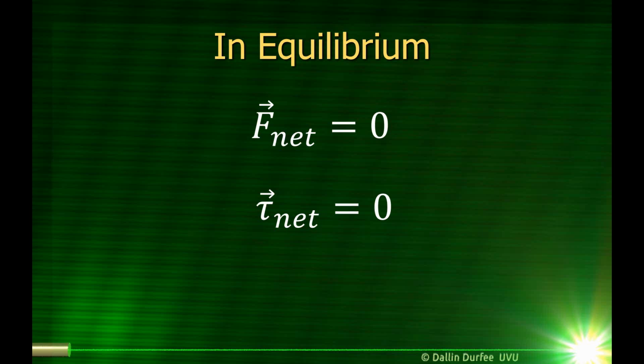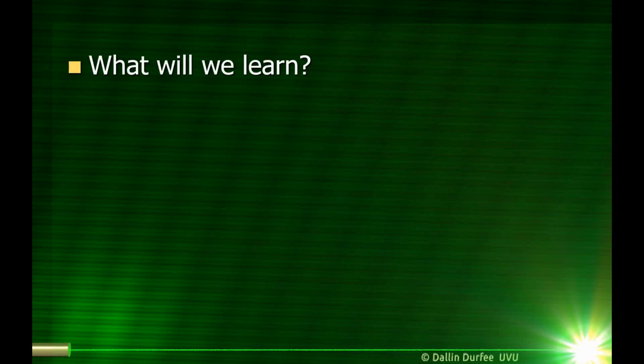But even an object that's not accelerating, if it has no net force but it has a torque, then while its center of mass won't be accelerating, it will start rotating. So in order for something to be in equilibrium, the net torque on the object also has to equal 0. So that's basically equilibrium in a nutshell. If something's in equilibrium, the net force on it will be 0 and the net torque on it will be 0. Now let's work some problems using these principles.